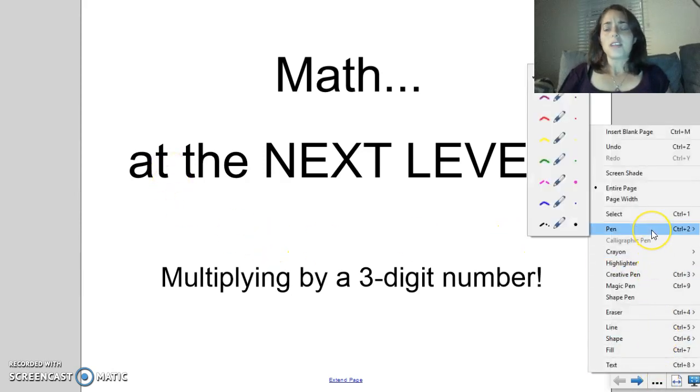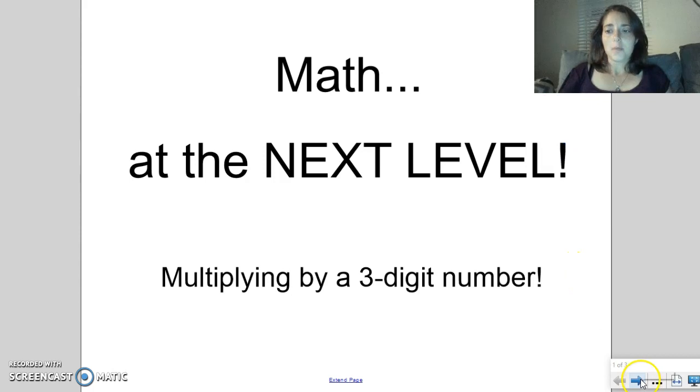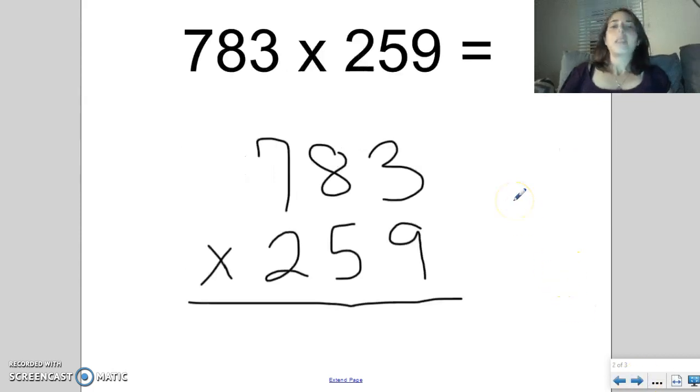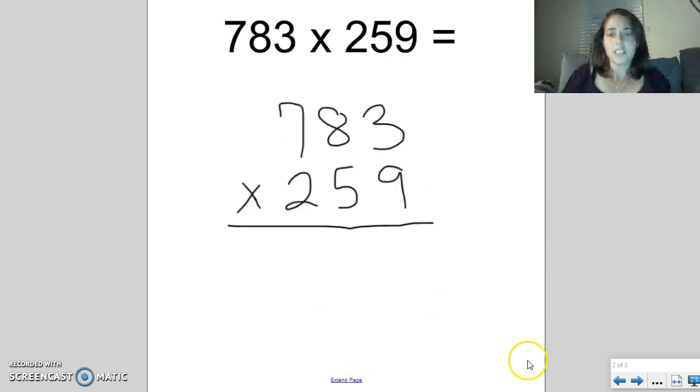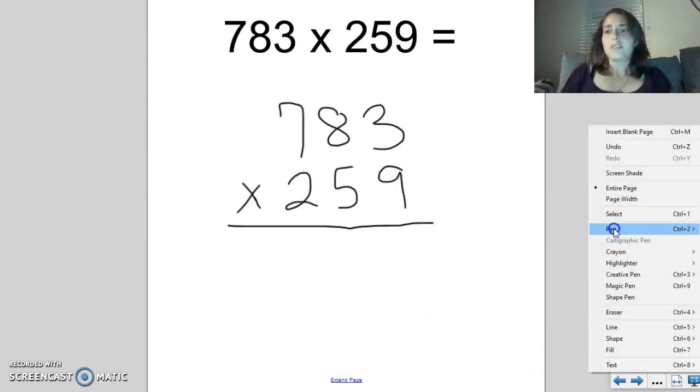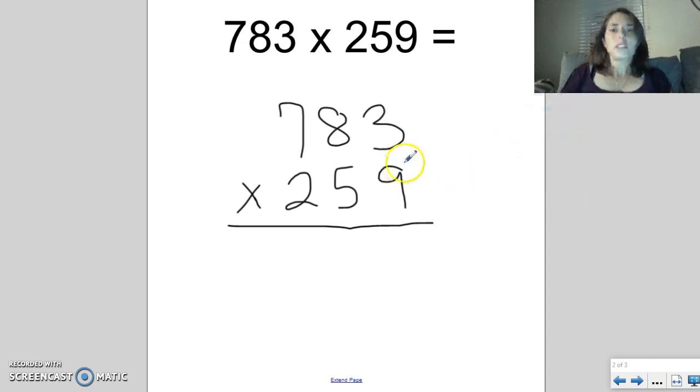So what we're going to do, guys, is focus on multiplying by a three-digit number. It would be a problem like this, something like 783 times 259. Again, we've been multiplying by two-digit numbers. Let's take it to the next level. I'm going to need to extend this page because it is going to take a little bit of space. Everything we've learned so far is exactly the same.